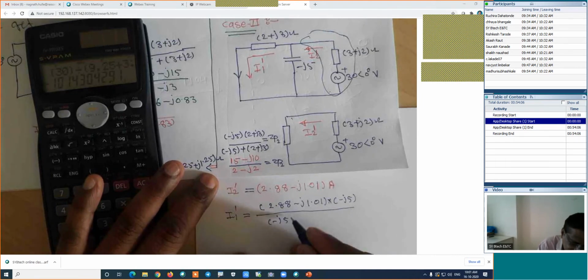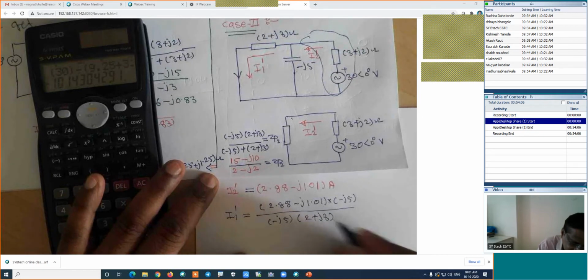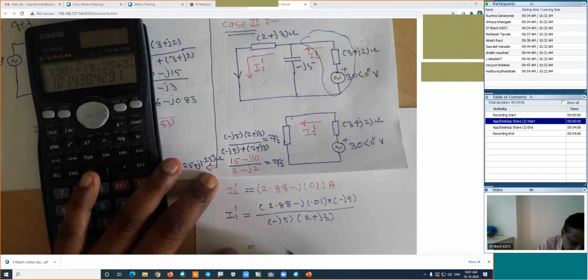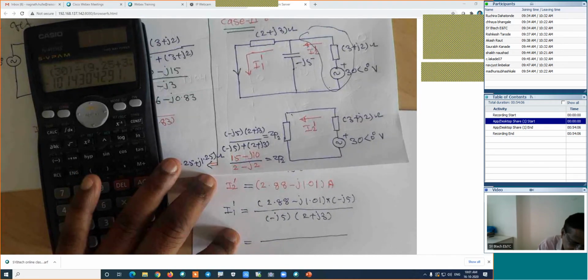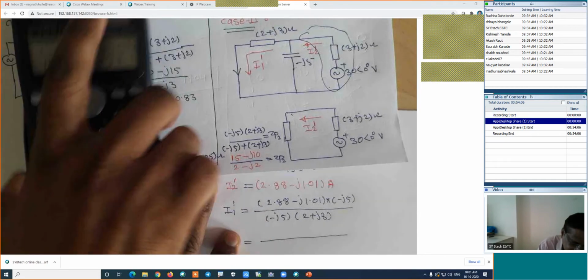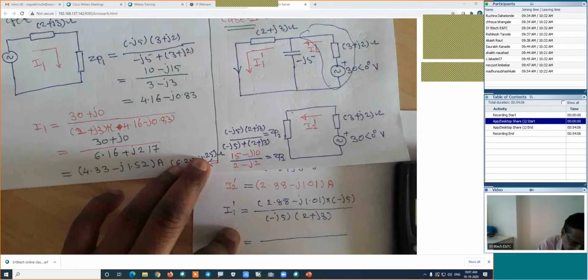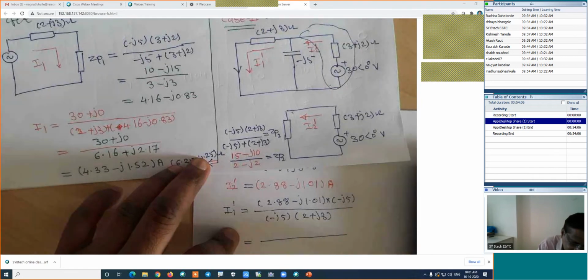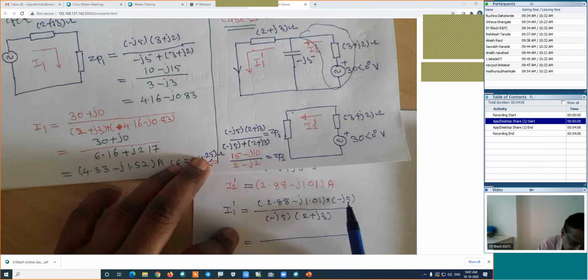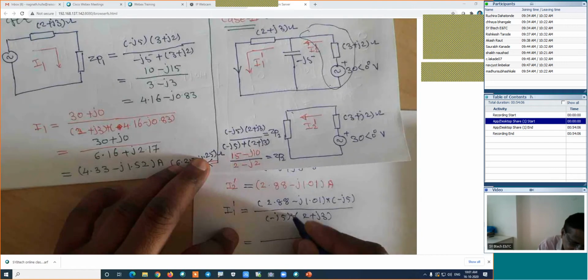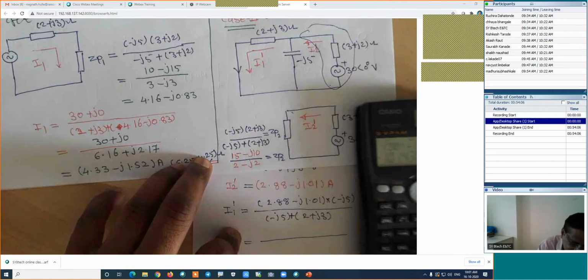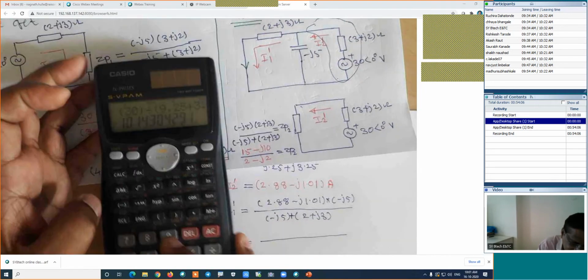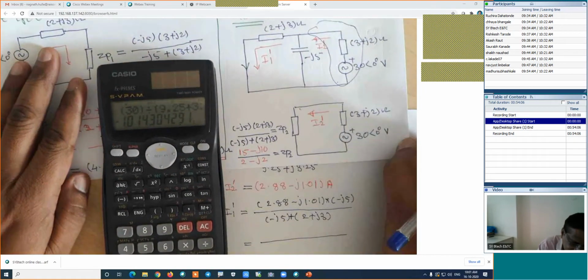Divided by impedance of both branches. The impedance of the first branch is minus j5 and the impedance of the second branch is 2 plus j3. Work out this calculation and that will give us the answer. Impedance of both branches, here it should be the plus. I will work out the denominator first.